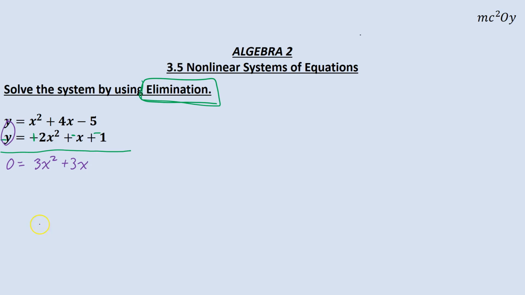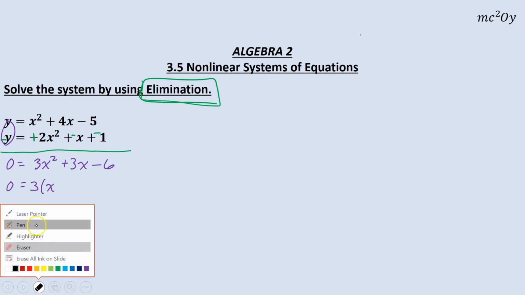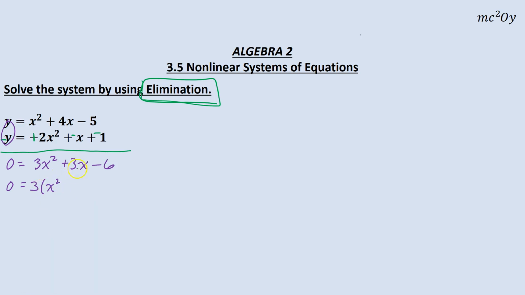And so notice that leaves you with a quadratic equal to 0. Now I could factor that, or I could try to factor it. So first thing I'm going to do is take a 3 out. So 3 times x squared is 3x squared. Oops. Okay, and 3 times x is 3x, and 3 times -2 is -6.